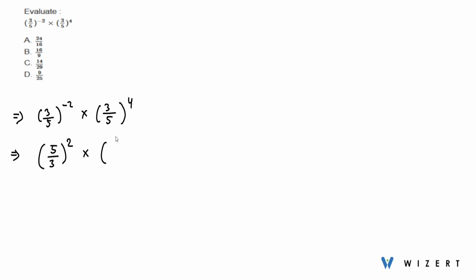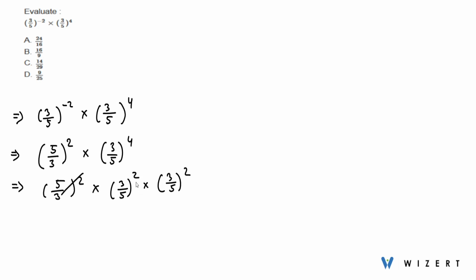Now let's move on to the next part, which is (3/5)^4. So as you can see, a part of this number will get cancelled out with the first part, that is (5/3)^2, multiplied by, we can write (3/5)^4 as (3/5)^2 multiplied by (3/5)^2. Now (5/3)^2 and (3/5)^2 will cancel out each other. So we will have (3/5)^2 as our final answer.